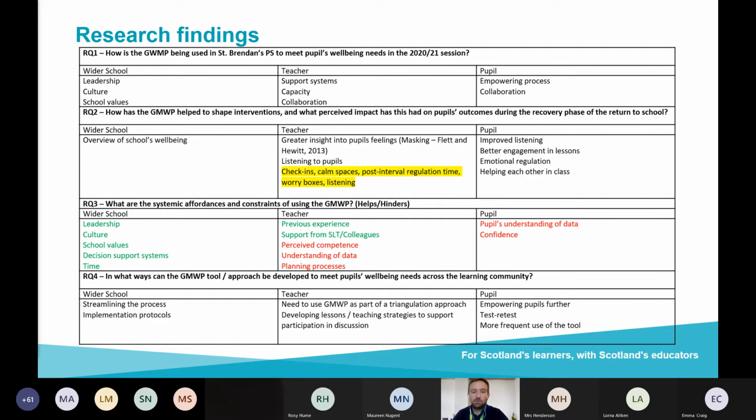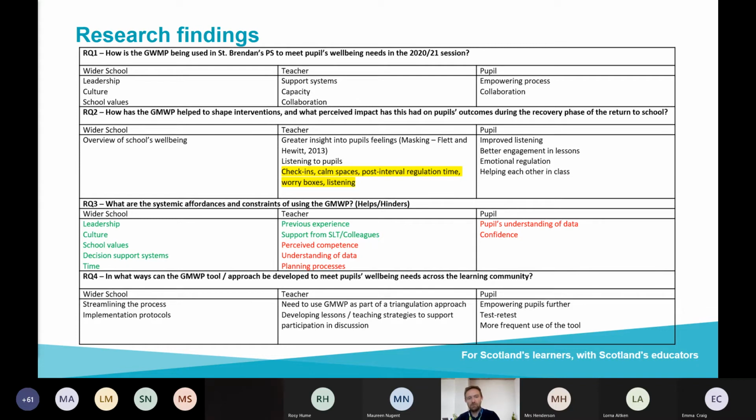And in what ways can the GMWP approach be developed to meet people's wellbeing needs? Well, some of the things that were suggested was, again, using the GMWP data as part of a triangulation approach. So are there other ways in which you can also gather wellbeing information from pupils, whether that's through conversations or check-ins, but having the GMWP as the core, perhaps streamlining the process in terms of how it comes in for your planning for the year. If you're a class teacher, when you get the data, what that means, what you focus on in terms of your wellbeing curriculum, and developing approaches and teaching strategies to support participation in the discussion from all pupils.